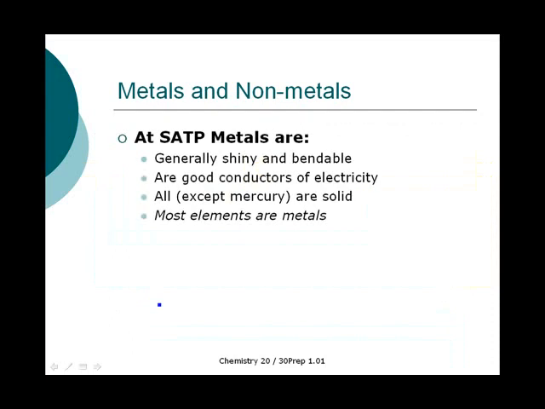So metals and nonmetals. All of those metals in physical appearance are shiny and bendable. They are all good conductors of electricity, and all except mercury are solid at room temperature. Most elements are metals. If you take a look at your periodic table, you'll see that almost 2/3 or even 3/4 of those atoms are on the left-hand side of the periodic table.